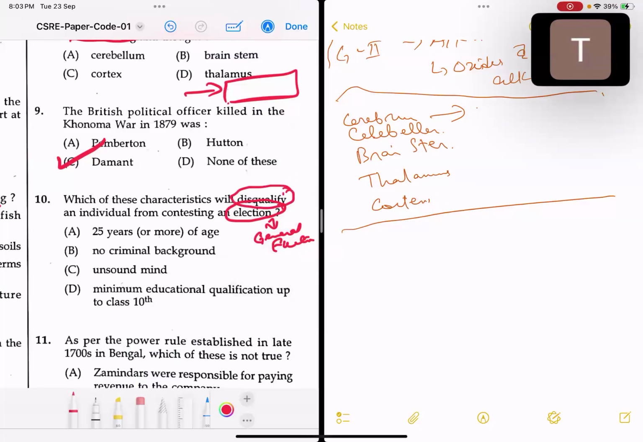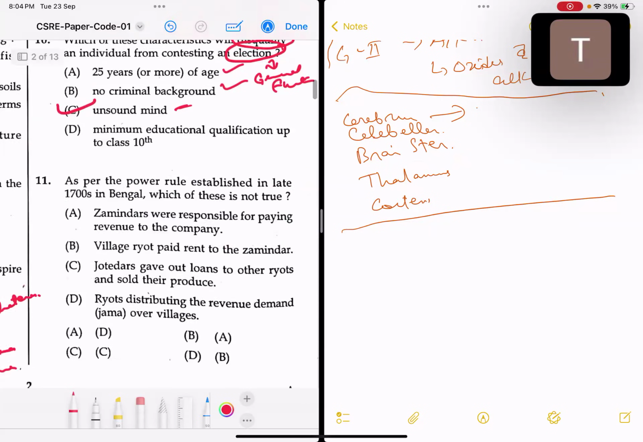So let's see, the question here is disqualify, okay? Not qualify, it's disqualify. 25 years or more of age. This is not a disqualification because someone has to be at least 25 years, right? The minimum is 25 years to contest an election to the Legislative Assembly or the Lok Sabha. The second option is criminal background. If you have a criminal background, you will be disqualified, okay? The third option is unsound mind. If you have an unsound mind, it is a ground for disqualification from contesting an election, okay? So the correct option is C.